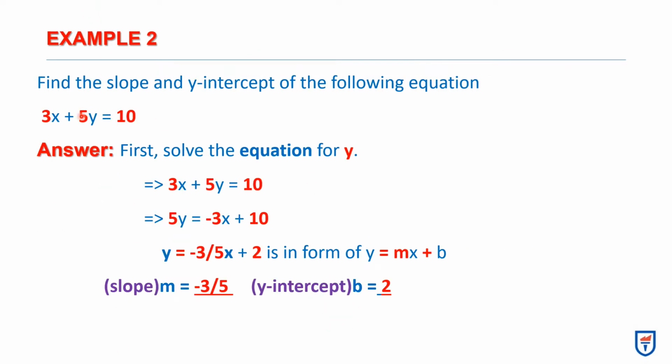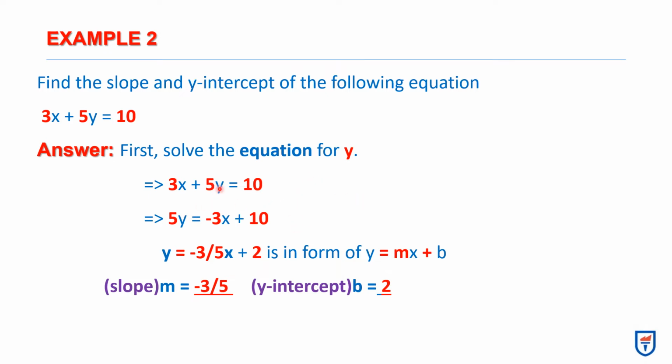Let's look at another example that says, find the slope and y-intercept of the following equation: 3x plus 5y is equal to 10. If you check this equation, it's not in the standard form of y is equal to mx plus b, so we need to rewrite it. To do that, we make y the subject of the formula. To make y the subject, we need to take the other term, which is 3x, to the other side of the equal sign.